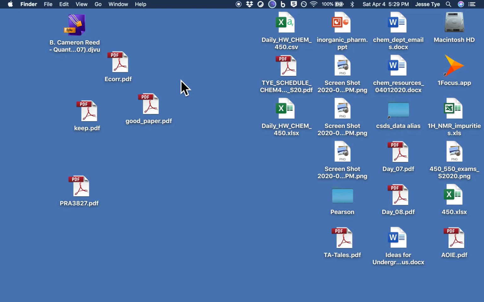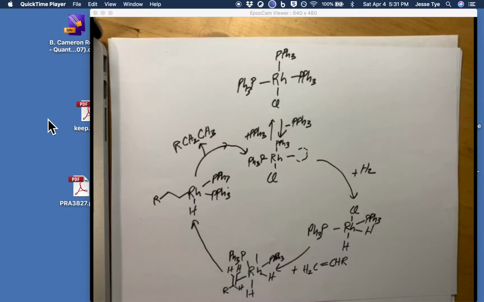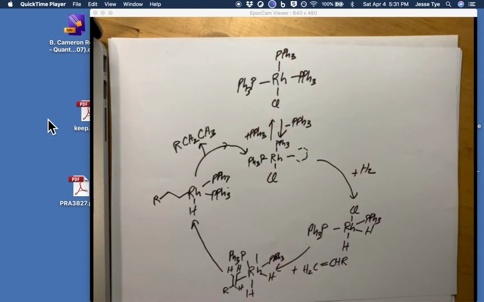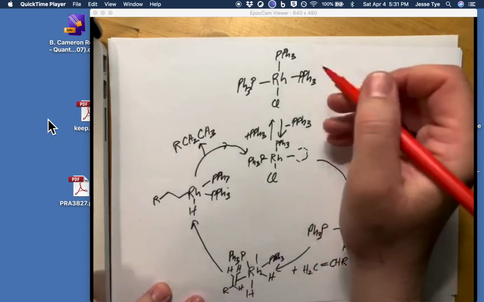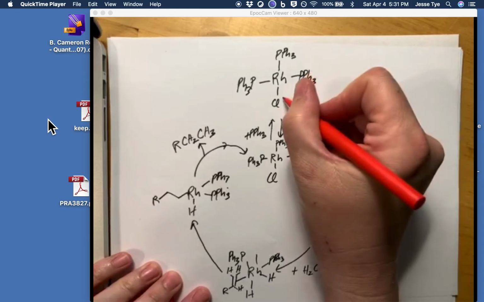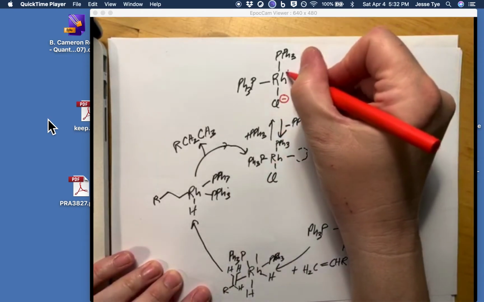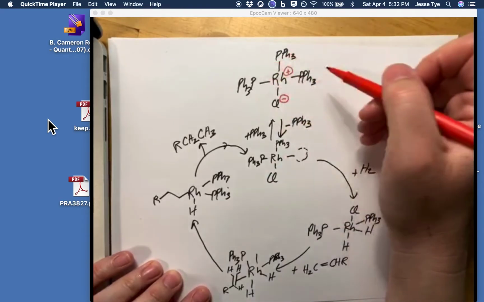A similar question: I also asked you at the end of that video to go through and do the electron counts for this catalytic cycle for catalytic hydrogenation by Wilkinson's catalyst. I'll start here with the starting complex. Chloride is chloride minus. That means rhodium must be plus 1 because the phosphines are neutral.